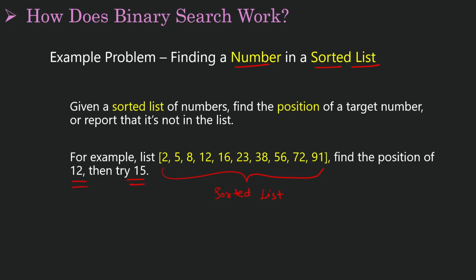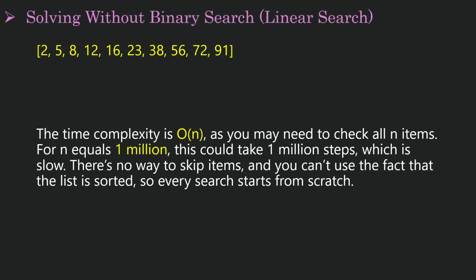First, let's solve it without binary search, using a linear search. Start at the first position, position 0, and check each number until you find the target or reach the end. For target 12, check position 0, which is 2. Not 12, move to position 1, which is 5. Not 12, move to position 2, which is 8. Not 12, move to position 3, which is 12. Found it. Report position 3.